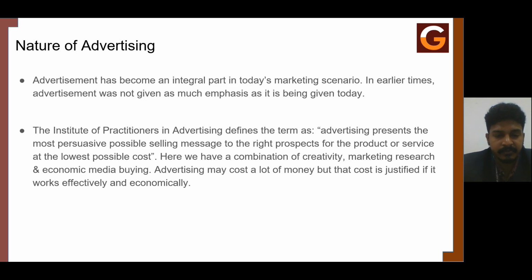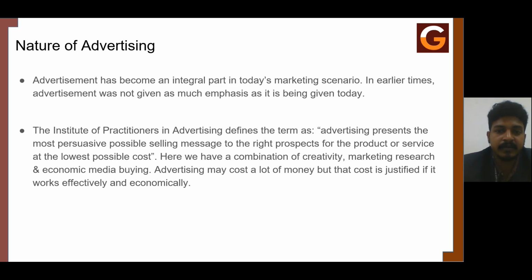Who are we selling it to? Who do we want to buy this? And the third part would be at the lowest possible cost. You're trying to reach a lot more people, so you would obviously want to reduce your cost. Here we have a combination of creativity, marketing research, and economic media buying, the three parts of the definition that I just told you. Creativity in designing the message, marketing research in understanding who you want to sell it to, and economic media buying in the sense of how do you efficiently and most effectively convey your message.